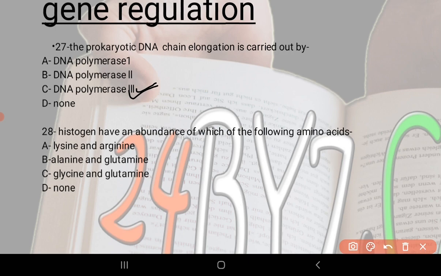Next question. Histones have an abundance of which one of the following amino acids? That is A, lysine and arginine, option B, alanine and glutamine, option C, glycine and glutamine, or option D, none. So the right answer is option A, lysine and arginine. Okay. Next question.